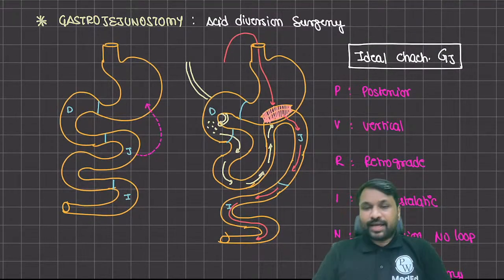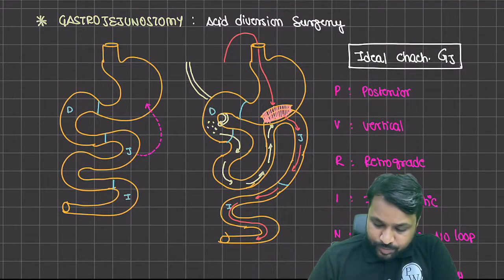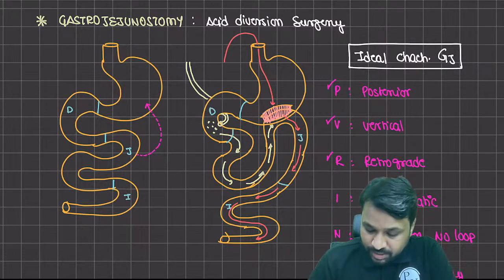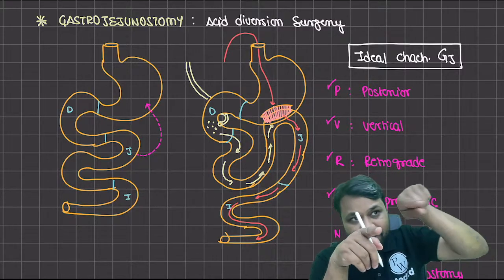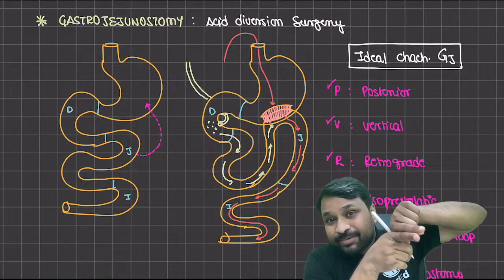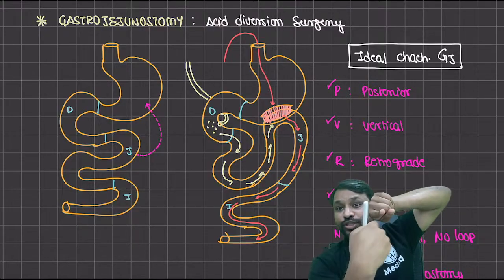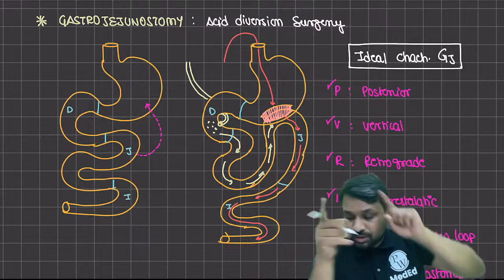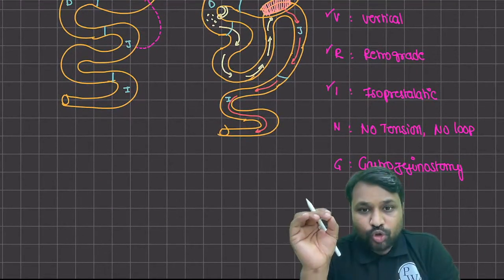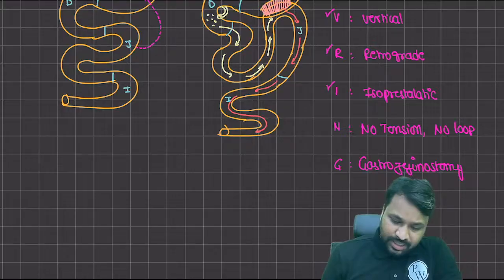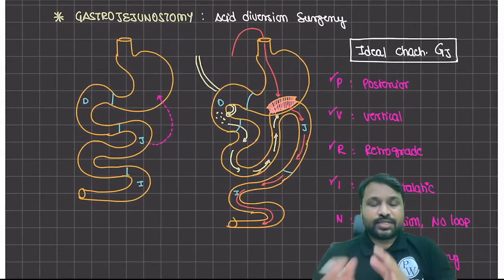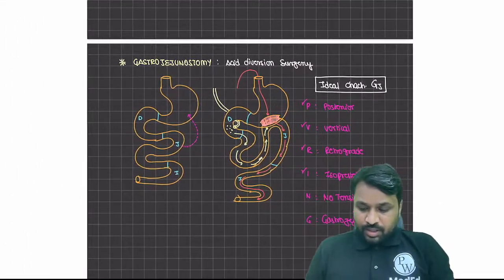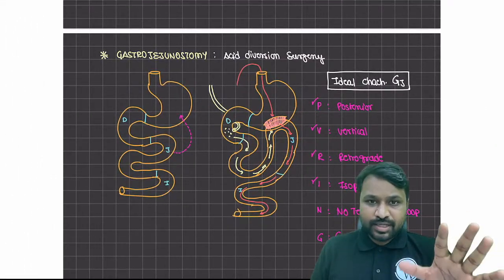Right. So the ideal characteristics of a gastrojejunostomy: it should be a posterior anastomosis, vertical in orientation, with a retrograde suture method. It should be isoperistaltic, meaning the peristalsis of the stomach and the peristalsis of the jejunum should be in the same direction. You can't have peristalsis of the stomach like this and peristalsis of the jejunum in the opposite direction. The peristaltic waves should match. So it should be isoperistaltic, with no tension and no loop. This is the ideal form of gastrojejunostomy, right? So this is in terms of acid diversion surgeries.